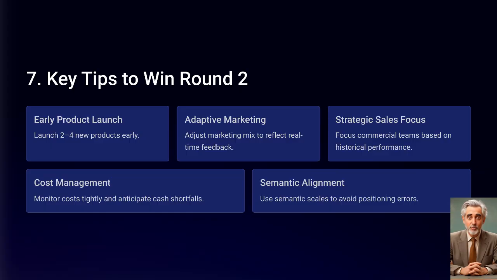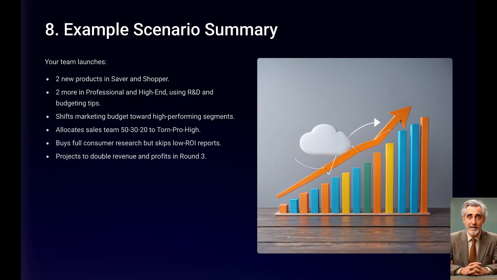Example scenario summary. Your team launches 2 new products in Saver and Shopper, 2 more in Professional and High-End, using R&D and budgeting tips. Shifts marketing budget toward high-performing segments. Allocates sales team 50-30-20 to Torn, Pro, High. Buys full consumer research but skips low ROI reports. Projects to double revenue and profits in Round 3.